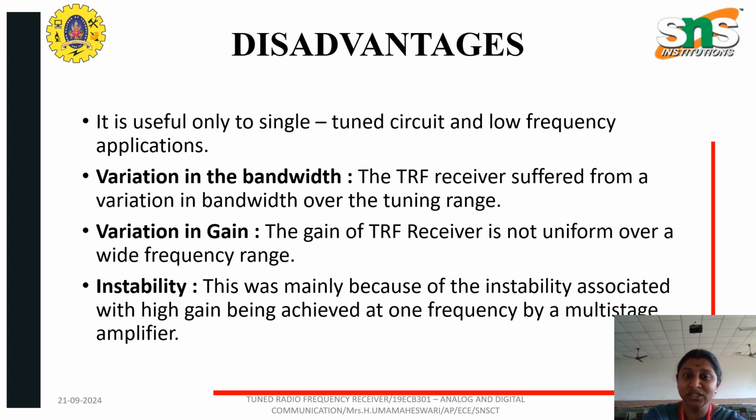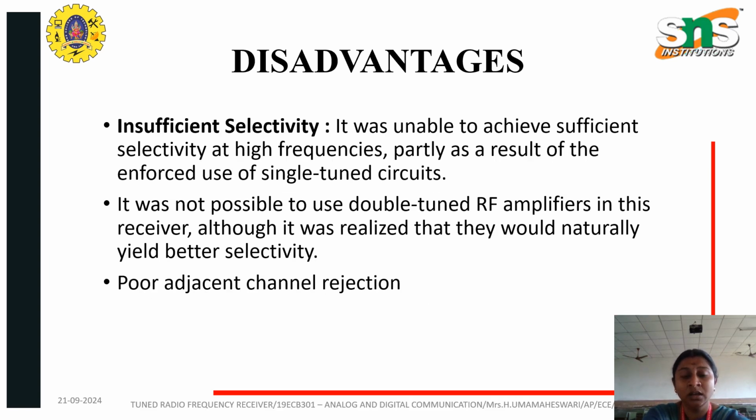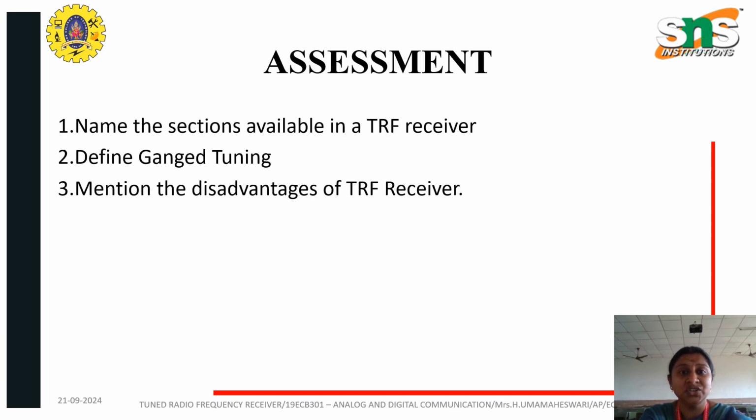This was mainly because of the instability associated with the high gain which is achieved at one frequency by the multi-stage amplifier. Then insufficient selectivity. It was unable to achieve sufficient selectivity at high frequencies, partly as a result of the enforced use of the single-tuned circuit. It was not possible to use double-tuned RF amplifiers in this receiver, although it was realized that they would naturally yield better selectivity. And it has a poor adjacent channel rejection ratio.